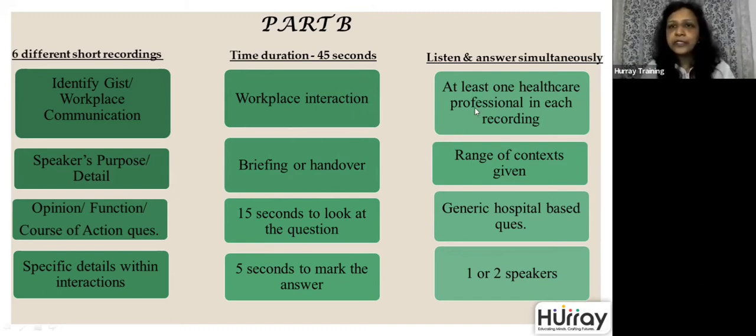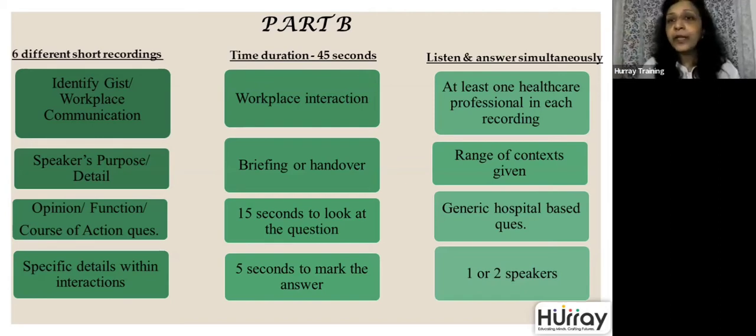Now let's look at these details. Listen and answer simultaneously throughout the test. From 1 to 42, you listen and answer simultaneously. Don't wait for special extra time to write at the end. As you're listening, you keep writing. Otherwise, you may forget what you've heard. You may lose out on that time.